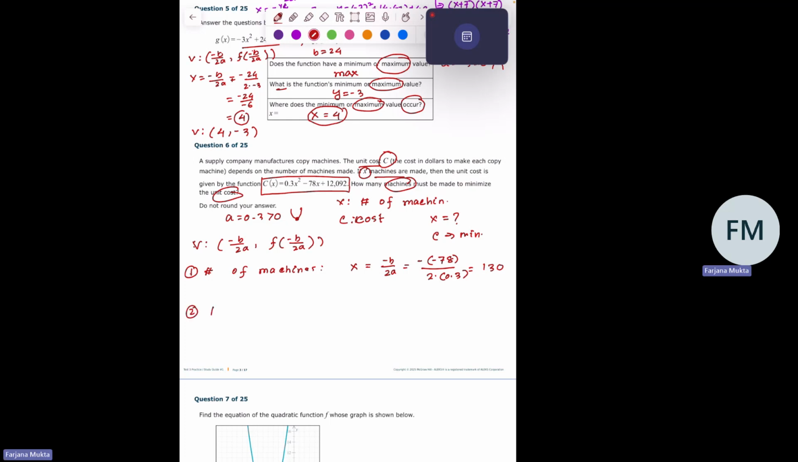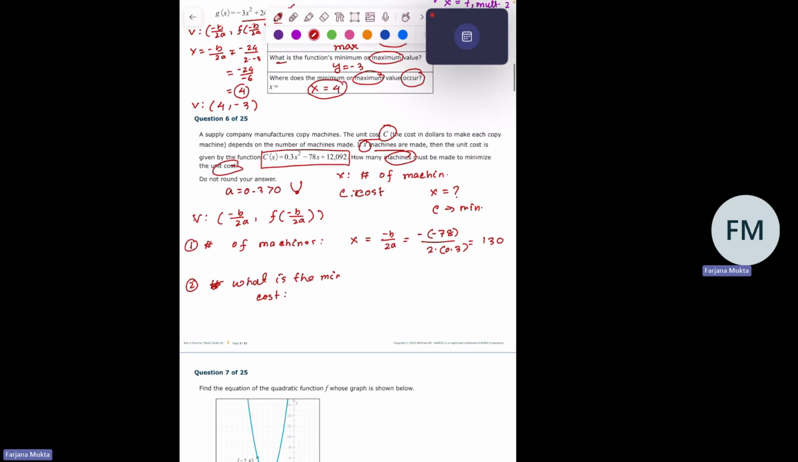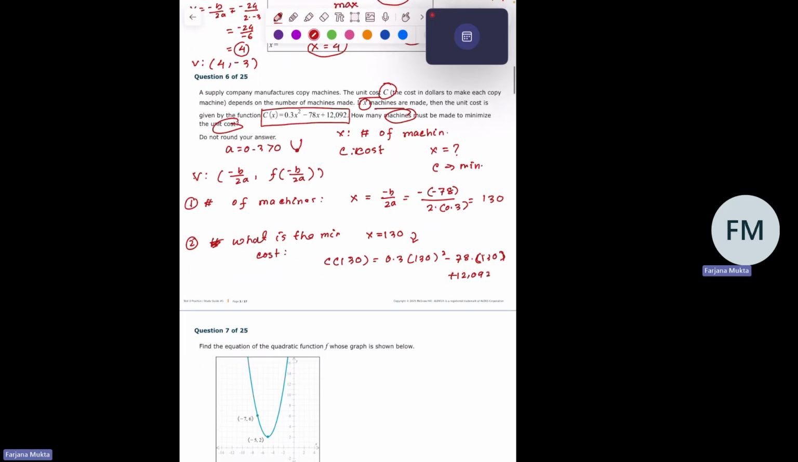And the second question, what is the minimum cost? That means we need the y coordinate. That means we'll substitute x equals 130 in the function. So we'll get C of 130, 0.3 times 130 squared, subtract 78 times 130, plus 12092. Go ahead and just do this addition, whatever algebra is needed. And that will be our minimum cost.